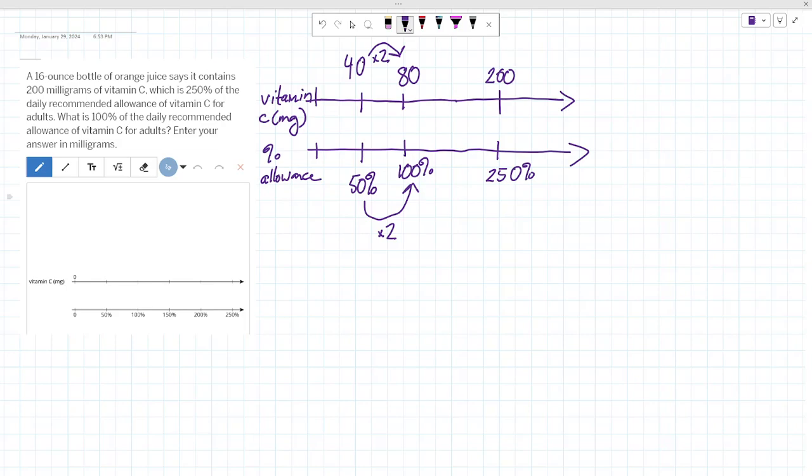So 100% of the daily recommended allowance of vitamin C for adults, what's that going to be based on our double number line? It would be 80 milligrams.